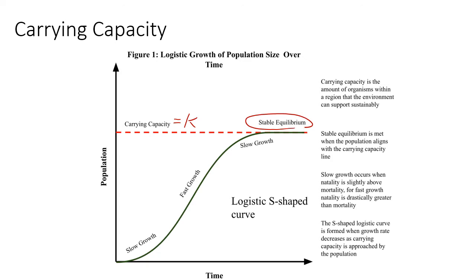In this case we have a stable equilibrium, or what we might just call an equilibrium. And carrying capacity is going to be the amount of organisms within a region that the environment can support indefinitely. So that's this dotted line, just the number of individuals. Let's say it's 2,500 right here. Whatever number of individuals it is, it will be a real number for real populations. Stable equilibrium is going to be met when the populations align with the carrying capacity. Again, they're going to be using resources at a sustainable rate. I'll just say sustainably.